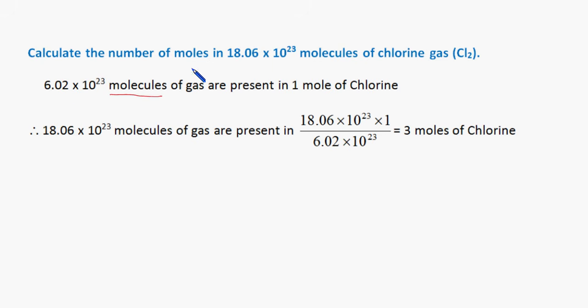So the question asks you for 18.06 × 10^23. So 18.06 × 10^23 molecules of gas are present in, again because of how we wrote our statement, we cross multiply. So we take the 18.06 × 10^23, we multiply by 1, and we divide by 6.02 × 10^23. And this gives us 3 moles of chlorine gas.